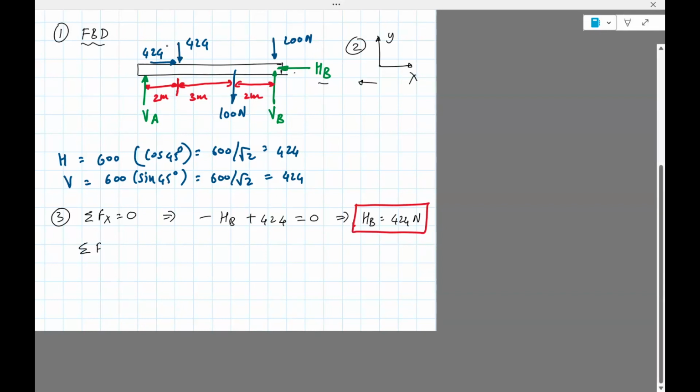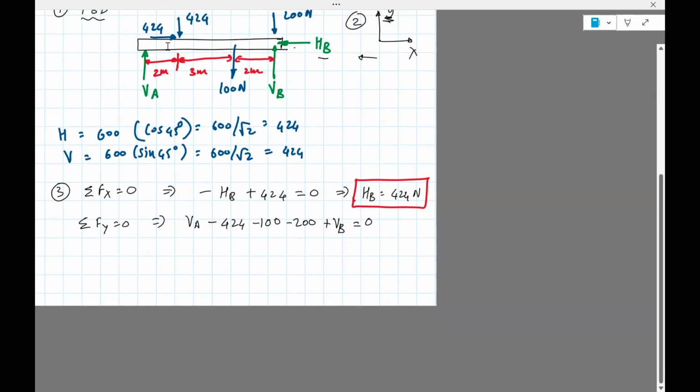The next, let's write Fy equals 0. We have VA, which is acting upwards, but upwards is positive. So VA, 424 acts downwards, so it's negative. 100 acts downwards, so it's negative. 200 acts downwards, so it's negative. VB acts upwards, so it's positive. Okay, so you cannot solve for VA and VB because you have one equation and two unknowns. So I'll just write an expression involving VA and VB. So VA plus VB is, if you sum it up, 724.